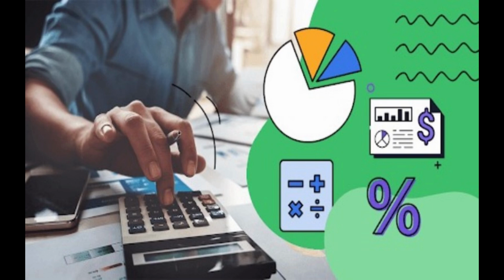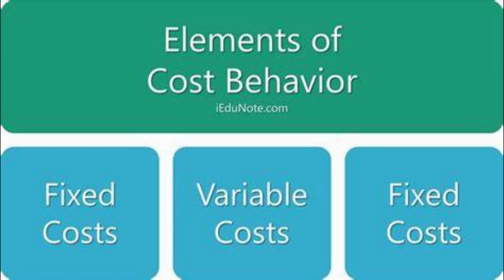Then we have semi-variable and semi-fixed costs. These are costs that are partially fixed and partially variable. So these are the major types of cost classification categories that we have.